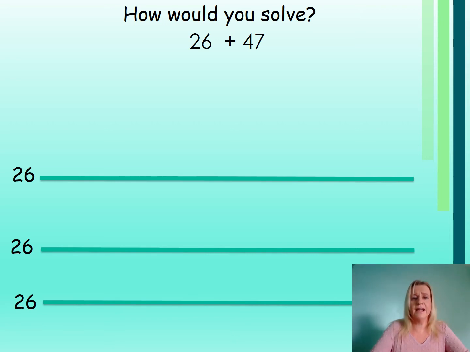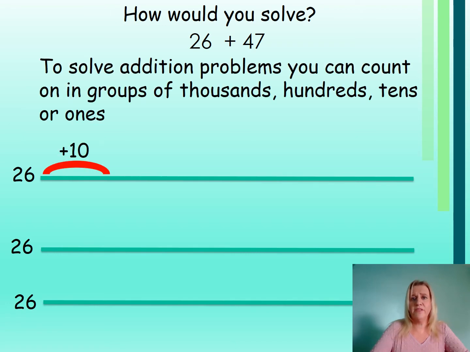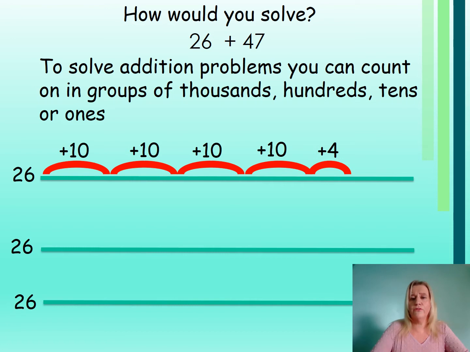26 add on 10 would give me 36, another 10, 46, 56, 66. I've added on 40 so far, so I still have 7 more to add on. Another 4 gets me to 70, and 3 more gets me to 73. Did you get that answer? Maybe you did it a different way.